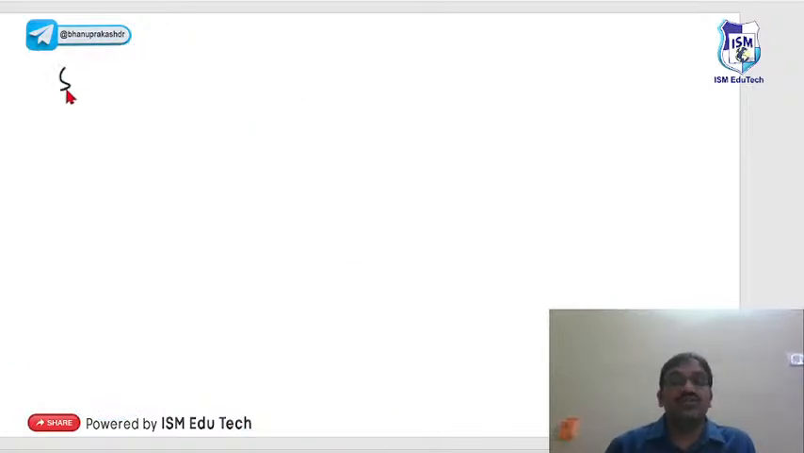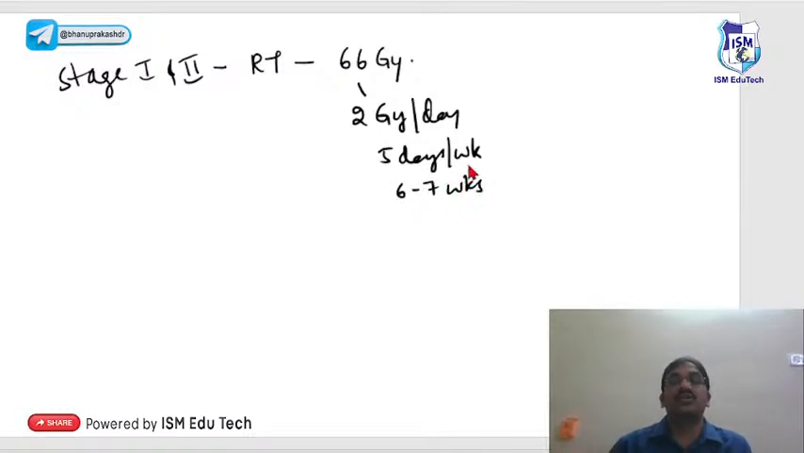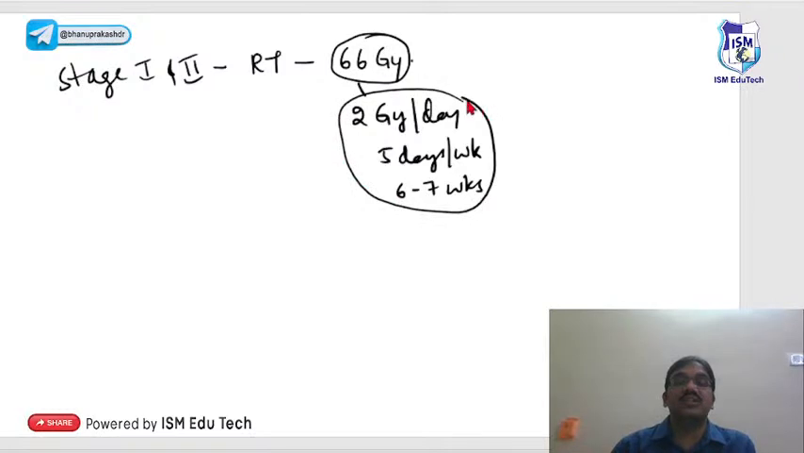Coming to stage 1 and 2 laryngeal carcinoma, you can go for radiotherapy. In radiotherapy, usually 66 gray of radiation dose is given, divided into 2 gray per day, given 5 days per week. This is given for 6 to 7 weeks, which is about 30 to 35 days. If you give 2 gray daily for 35 days, it will count up to around 60 gray. So in total, the patient should get 66 gray of radiation, in divided doses, usually divided in this way, right?